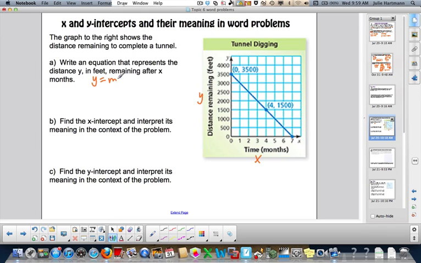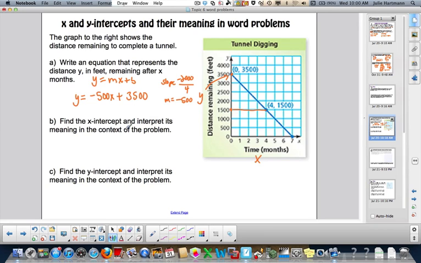Well, if we look at y equals mx plus b, b is our y-intercept, so that's 3,500. And m is our slope. So from here down to here, that's 3,500 to 1,500, that's 2,000. So for our slope, we have minus 2,000 over 4 months. So that is negative 500 is our slope. So our equation, y equals negative 500 times x plus 3,500.